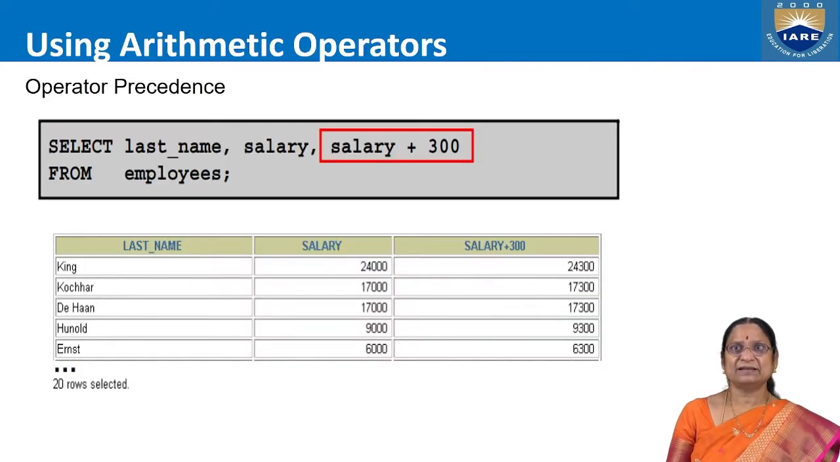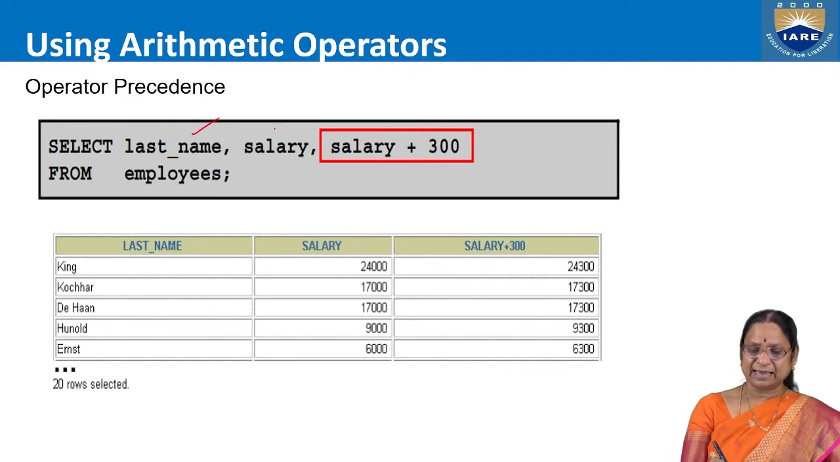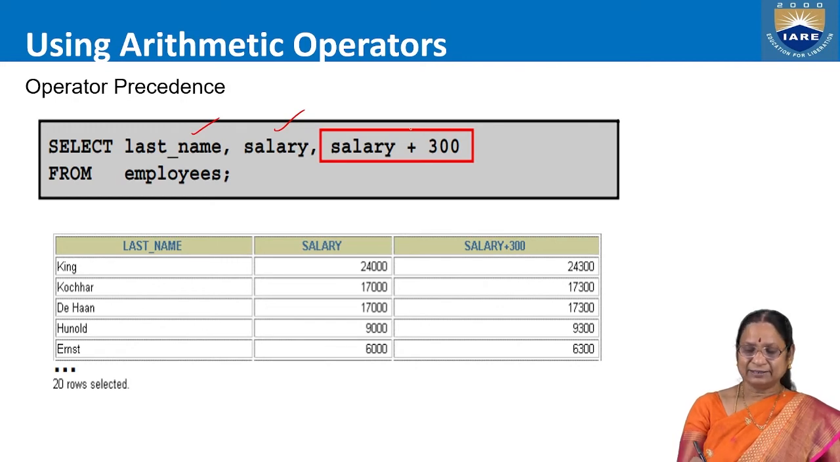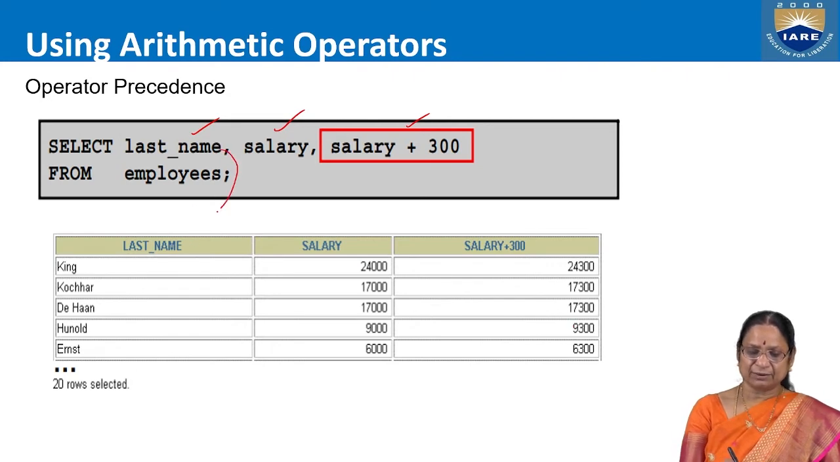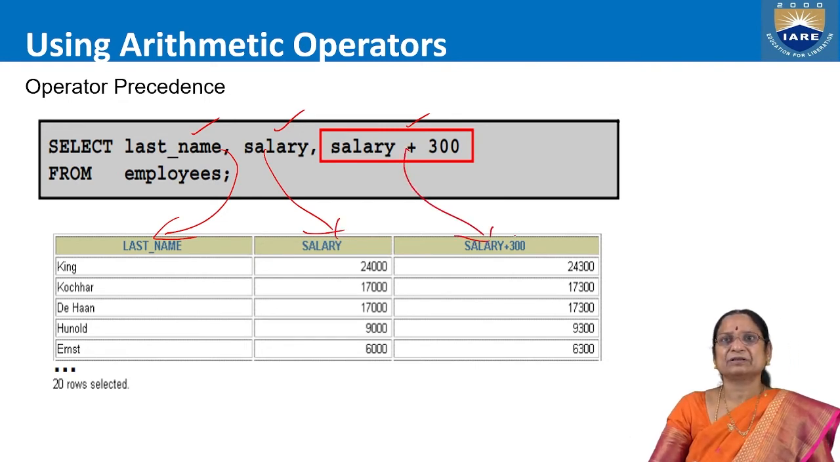So various operators are there, arithmetic operators. I want to get an increment of 300 on salaries for all employees. You observe, I am using SELECT last name, name of the employee, salary, the original salary, and another one, salary plus 300. I'll get the name, the salary, and that value after adding 300. Now you observe the attribute names I am getting as column headings. Whatever attribute names are given here will become the column headings.